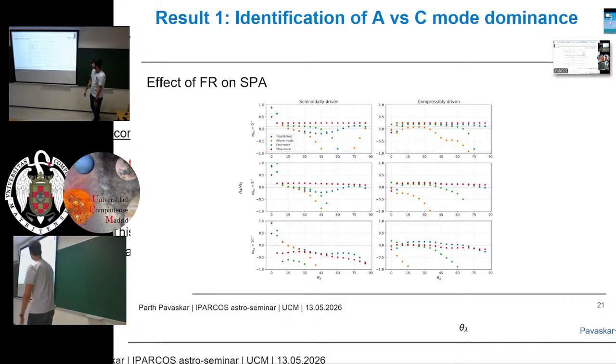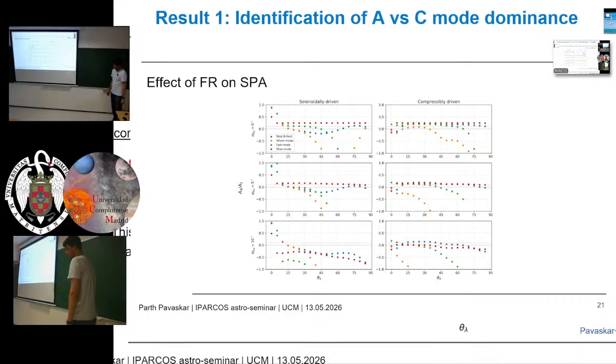Of course, this is a very simplistic implementation of Faraday rotation. Naturally, in real life, you have the foreground layer which also emits. So it doesn't only rotate or depolarize, but it also emits its own polarization. So perhaps we need better models of how Faraday rotation works in this case. But in this simple model, at least, it does seem that it will not affect our detection of compressible modes.